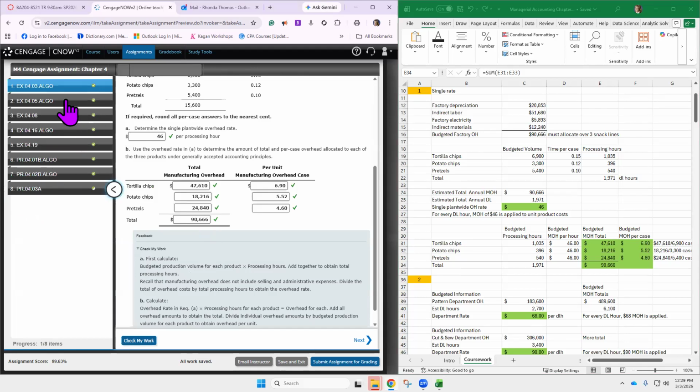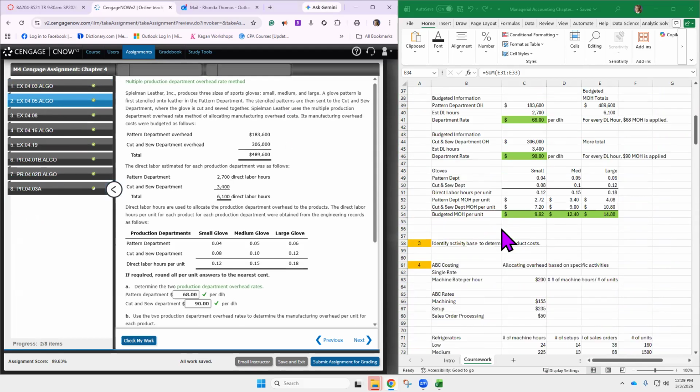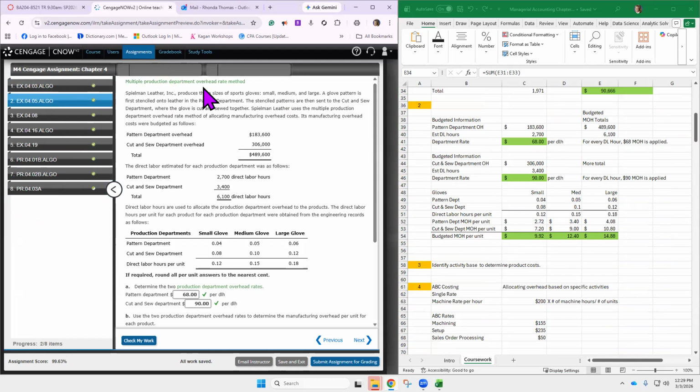Okay, so let's go to the next method. The next method is the multiple production department overhead rate, so you're going to end up with more than one department. In this case, we have the pattern department and the cut and sew department. Put down the amount that they've allocated for each. We don't figure this; this is done for us because this takes more than what we usually do in this class, but added together, there is the overhead in total, but that's how they chose to divide it out.